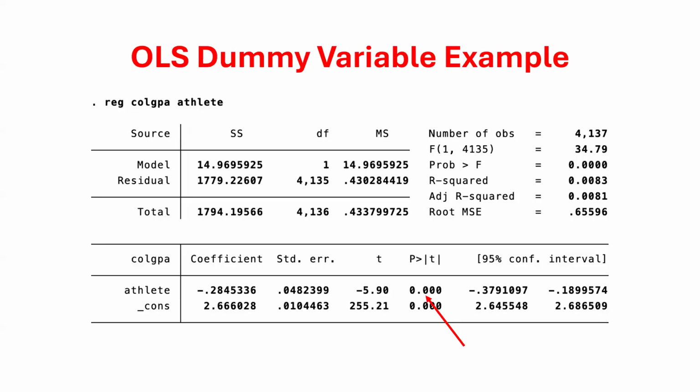So if I run this regression where I'm trying to predict a student's college GPA, and I simply am doing that with a dummy variable, 1 if they're a student athlete, 0 if not, how would I interpret my coefficient? If they're going from not being a student athlete to being a student athlete, their predicted GPA is going to go down by 0.28 points. Okay. Is that a statistically significant effect? Well, with a p-value of 0, highly statistically significant at every level.